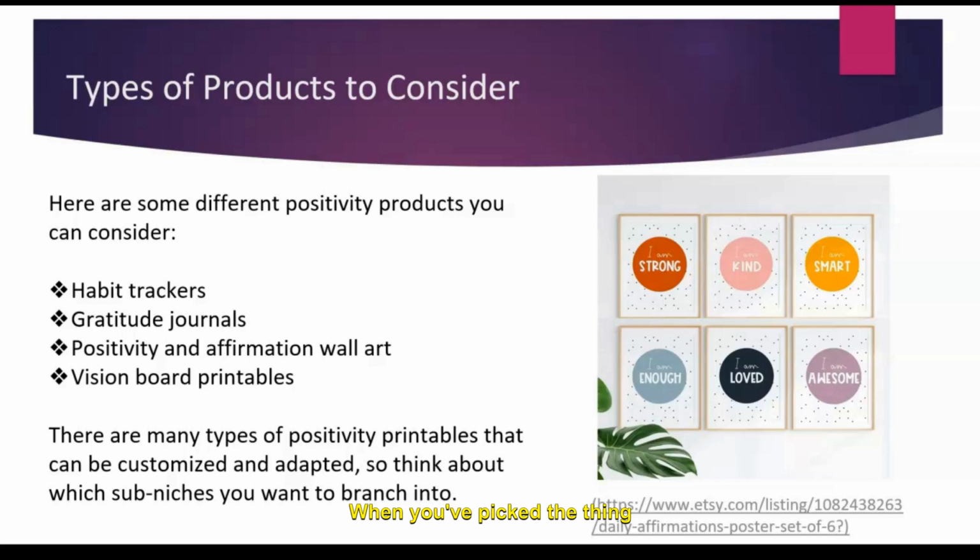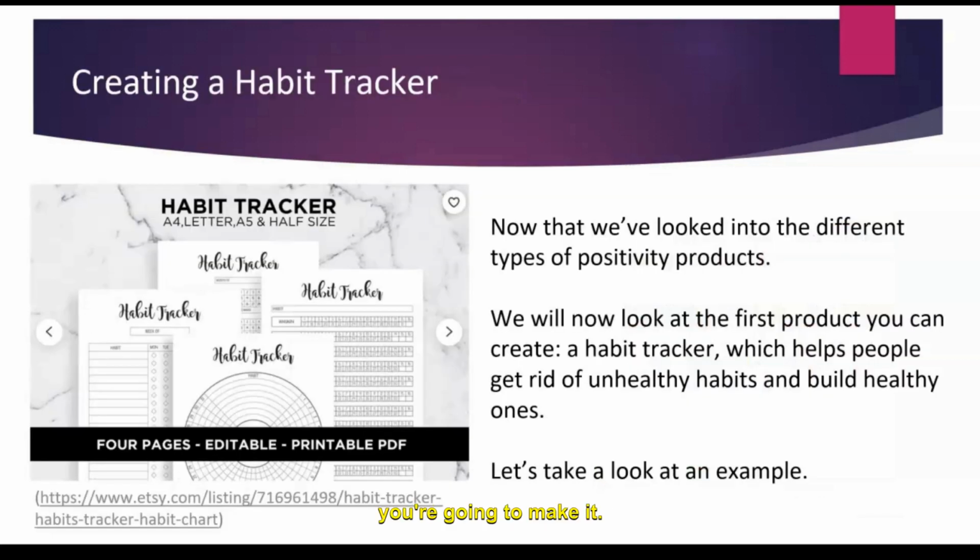When you've picked the thing that you want to make, you're ready to think about how you're going to make it. So the first option that I'm going to show you is Canva. It doesn't matter what positivity product you've picked, the steps are going to be pretty similar. So let's take a look at how I can use a Canva template to make a habit tracker.